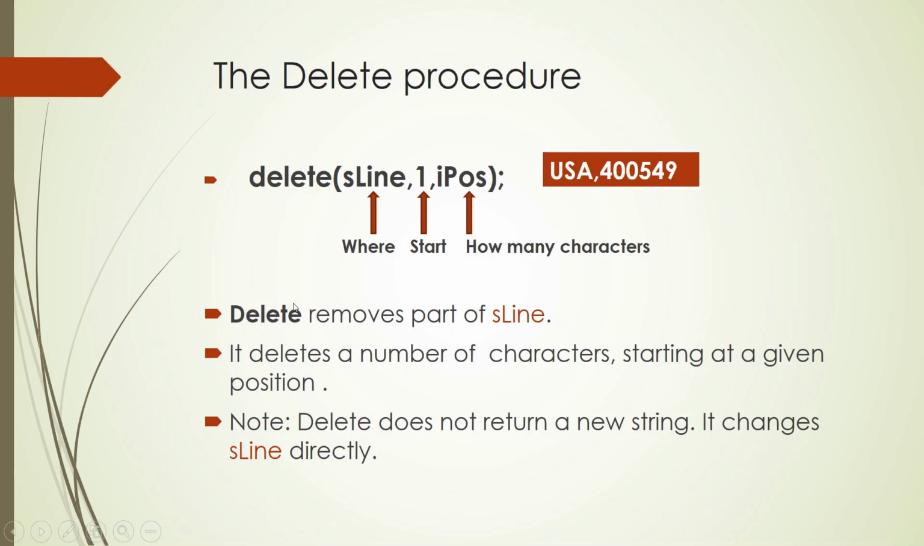So again, delete is a procedure called with 3 parameters: where I want to delete, starting position, and how many characters. Delete removes part of sline. It deletes a number of characters starting at a given position. And delete does not return a new string. It changes sline directly.